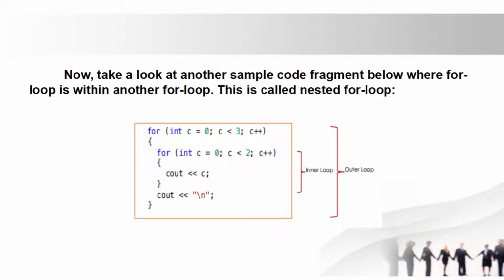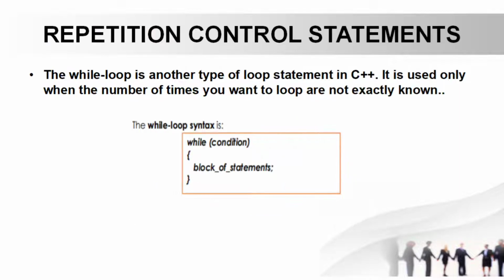Now, take a look at another sample code fragment below where a for loop is within another for loop. This is called a nested for loop. The while loop is another type of loop statement in C++. It is used only when the number of times you want to loop is not exactly known. Take a look at the example below.